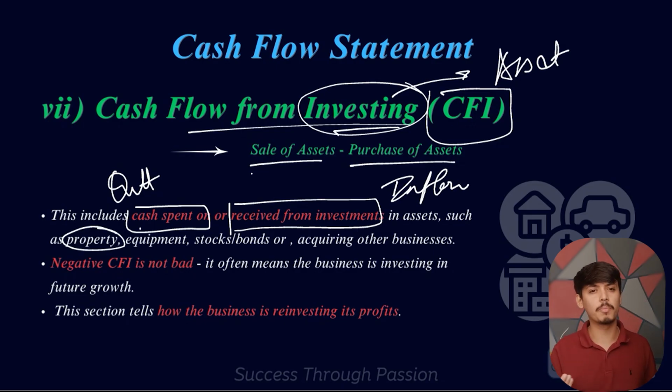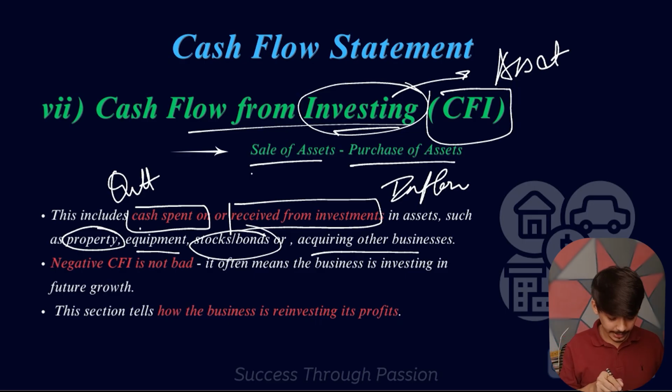If you are buying a new property or you are selling out your old property that is related to your business, that will give you an outflow or inflow in the business. Next is any equipment that you have purchased or sold, any stocks or bonds that you have as your investment, or you have acquired another business for which you are paying, so that will be cash outflow. If you are selling your business, that will be cash inflow.